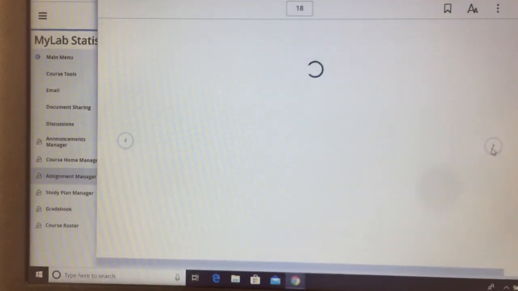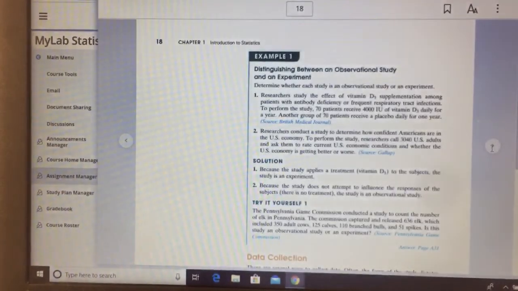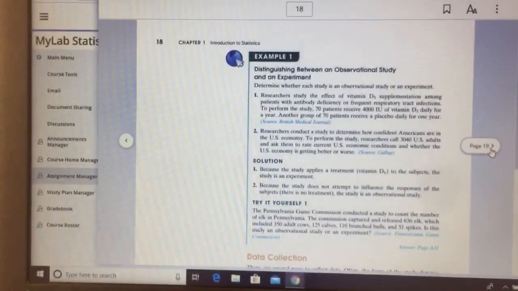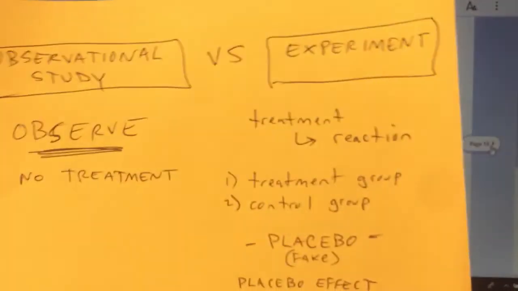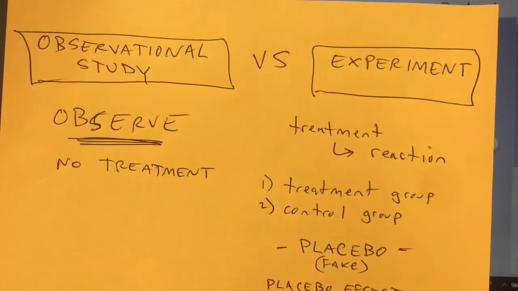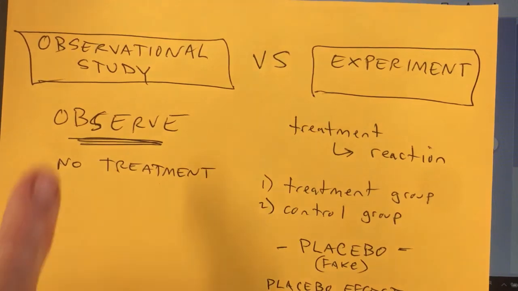Okay? Now, this is the next page here. This is page 18. This is distinguishing between an observational study and an experiment. Now, I've got some notes here I wrote down, and I'll try to send you a picture of this. But an observational study versus an experiment. Okay, an observational study, the key thing here is observe. You're just observing something. There's no treatment.